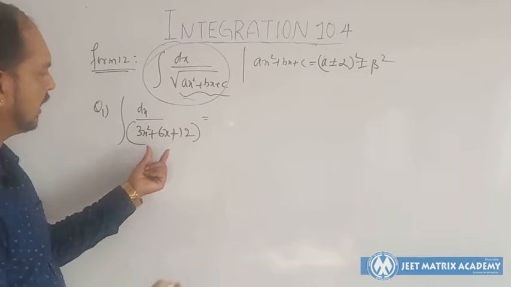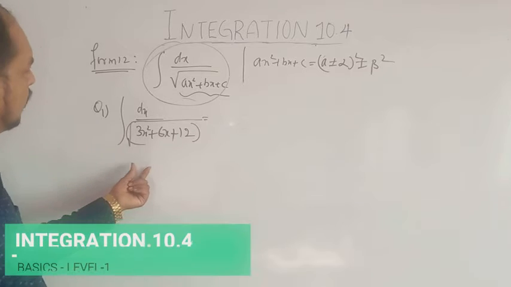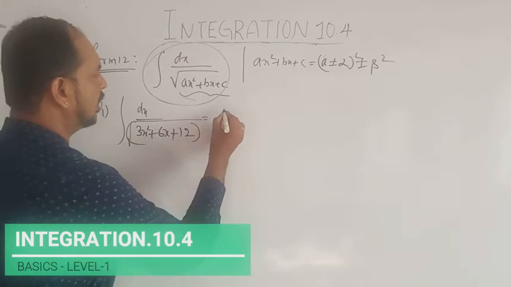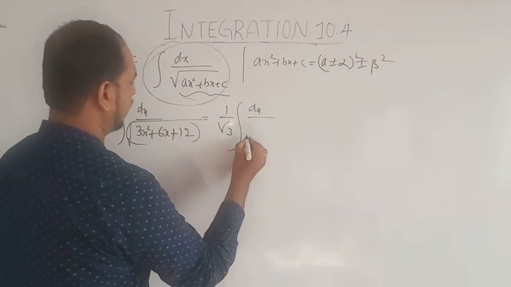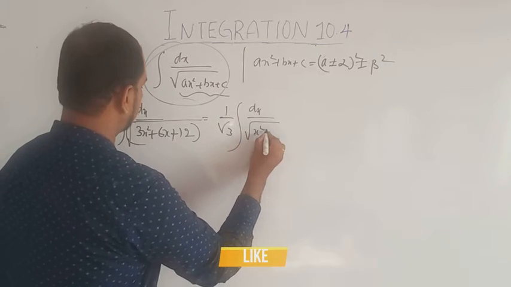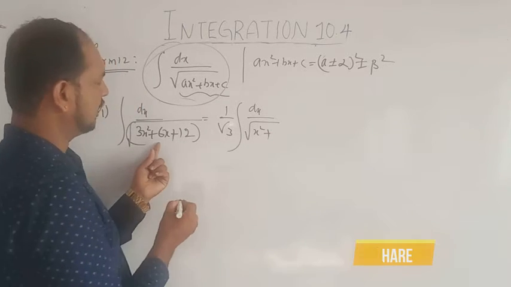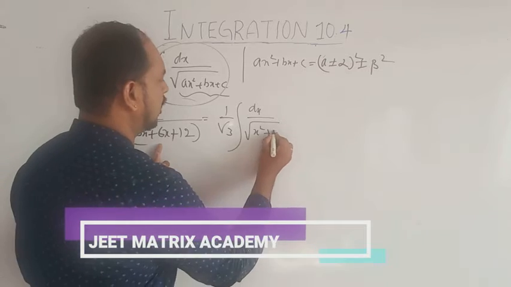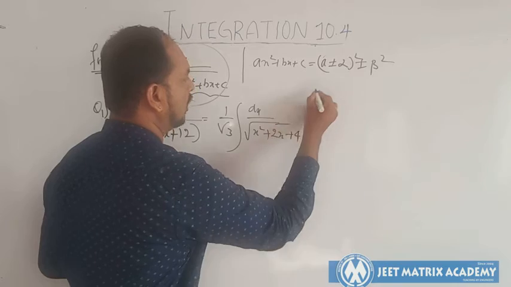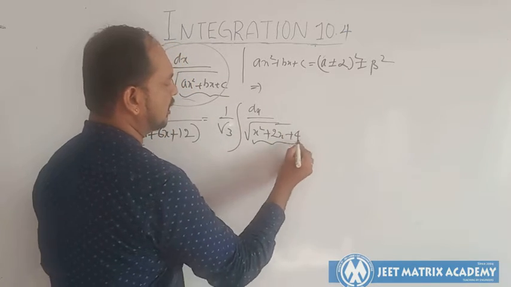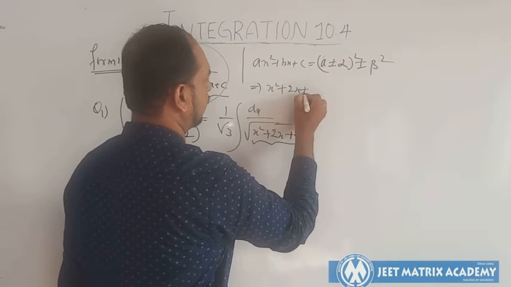So I'll take under root. Okay, it is under root. I'll take root 3 outside. 1 by root 3 integration of dx divided by root of x square plus, this will be 6 by 3, that will be 2x, 12 by 3, plus 4. Now I'll consider only this, that means x square plus 2x plus 4.